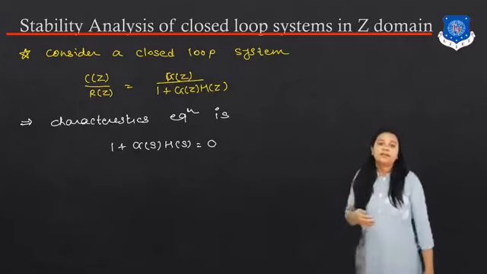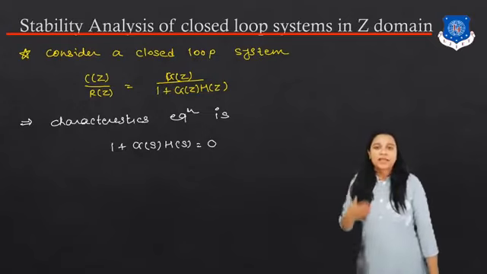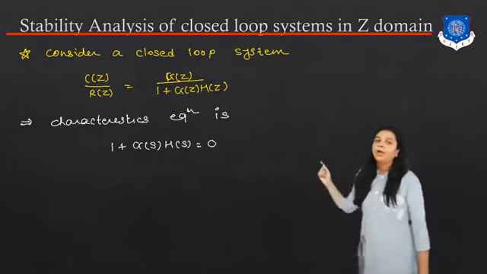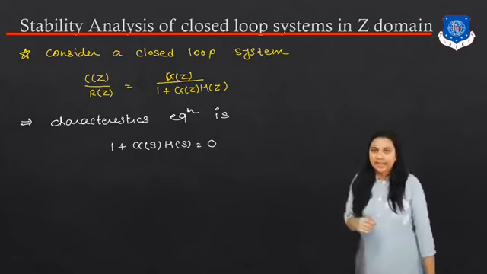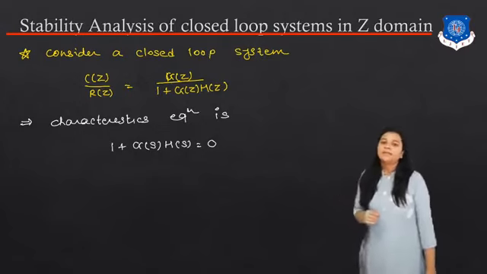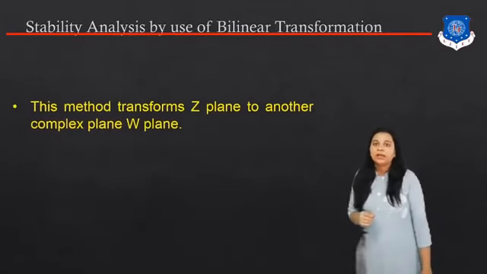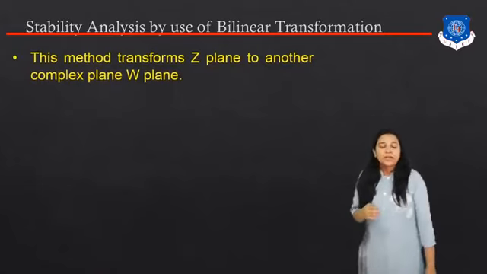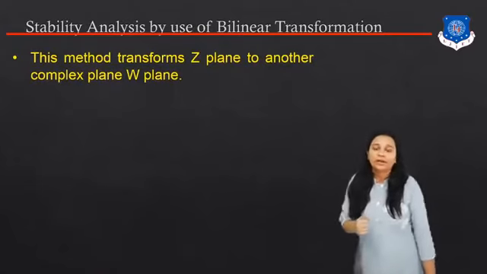If we write the characteristic equation in the Z domain, it becomes 1 + G(z)H(z) = 0. Now, stability analysis by the use of bilinear transformation.